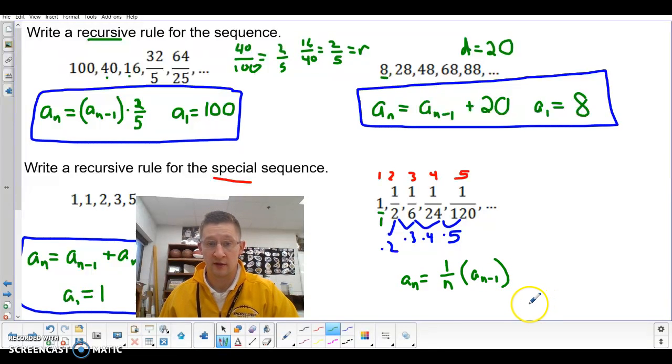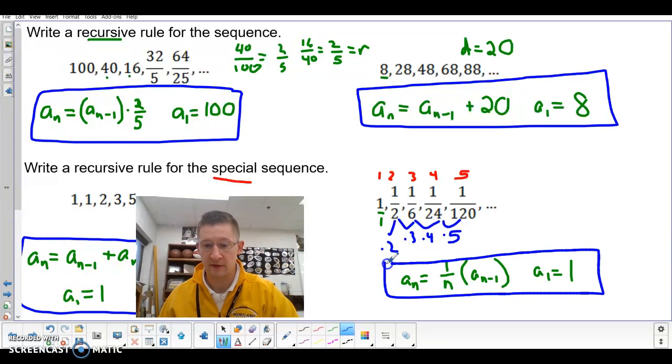Okay. Now again, because it's a recursive rule, I have to identify, hey, what's the first term? So hey, the first term is going to be 1. So if I want to get the second term, I'm going to take the first term, 1, times 1 over the number of the term, 2. So 1/2 times 1 is 1/2. And then to get the third term, I'm going to multiply the previous term by 1/3, and the fourth term by 1/4, and the fifth term multiply by 1/5, etc. So there would be my recursive rule for that kind of funky sequence. Again, a couple of units from now we'll learn what this pattern is, the 1, 2, 6, 24, but not now, so you just have to wait.